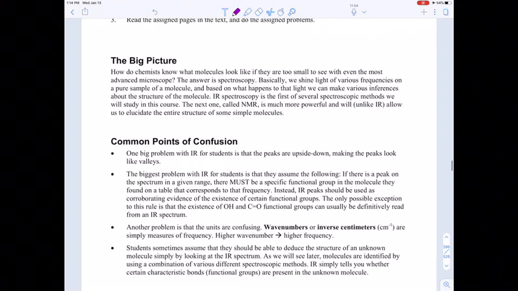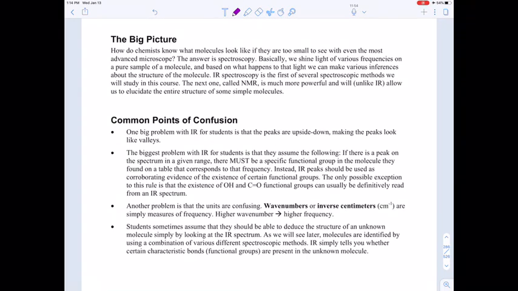Okay, I do want to go over the big picture and common points of confusion before we wrap this up. Big picture, how do chemists know what molecules look like if they are too small to see even with the most advanced microscope? The answer is spectroscopy, which we are learning about now. Basically, we shine light of various frequencies on a pure sample of a molecule, and based on what happens to that light, we can make various inferences about the structure of the molecule.